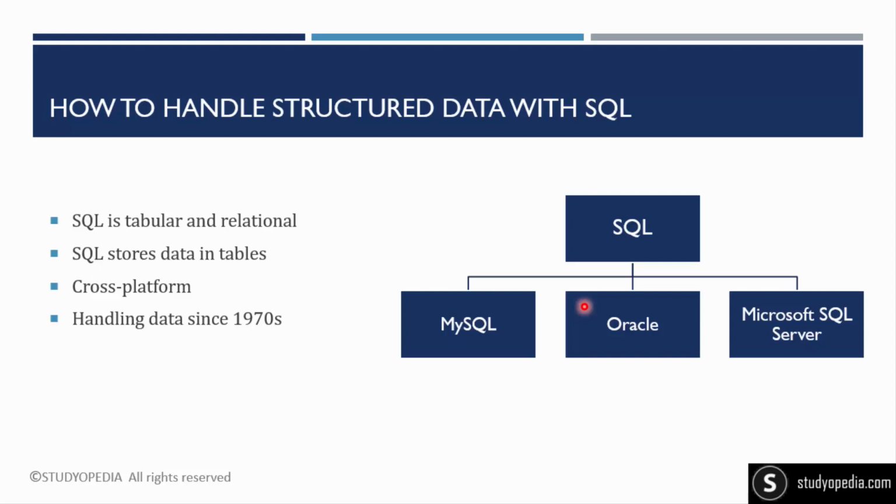I told you tabular and relational means we create tables with rows and columns. Cross-platform, it supports Linux, Mac as well as Windows, and it has been handling data since the 1970s. I told you before, even before social media came, all this data came under these rows, columns and tables forms. All the colleges data, companies data, employee data were stored in a structured form and were considered structured. So SQL consists of a lot of databases.